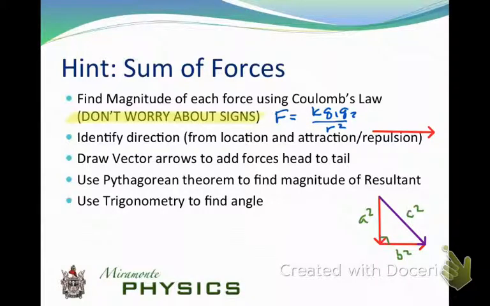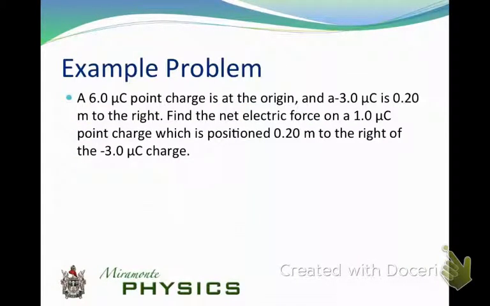To find the resultant, you want to use the Pythagorean theorem, and then trig to find the angle. So this is all review. You've done this before, but you were kind of sketchy on it the first time, so hopefully after doing this, you get pretty good at this whole vector force addition thing.